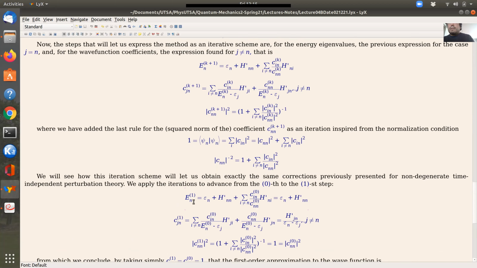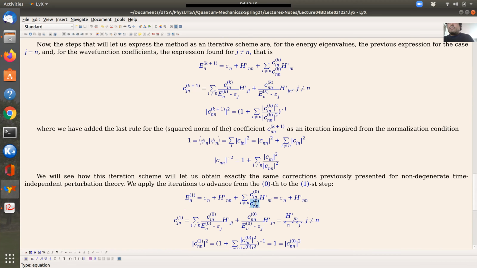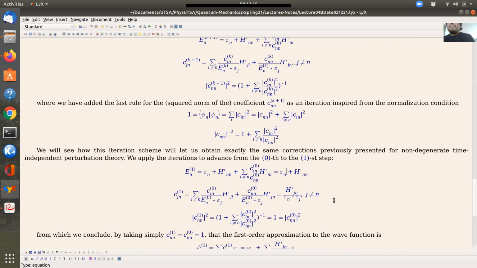So let me plug in. k is equal to 0, basically. That's why I have k plus 1 equal to 1. So this part is known, this part is known. Then I have C_in, a sum over i not equal to n. Remember the initial guess that we had for the coefficients: this was 1 and the others were 0 because i is not equal to n, and I had the Kronecker deltas. So this is going to vanish for all these terms. And I just have the old energies plus the matrix element H'_nn. So think about it for a second.